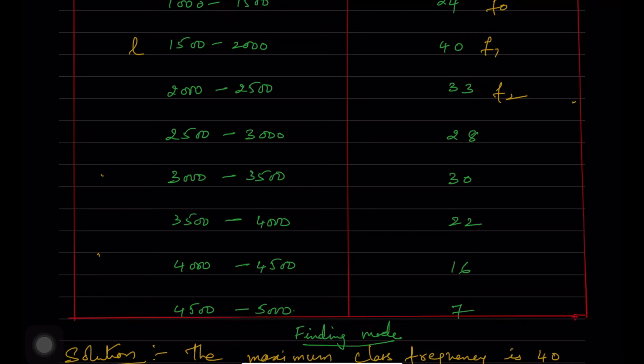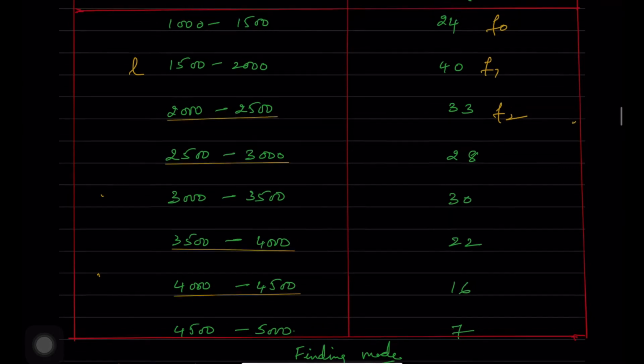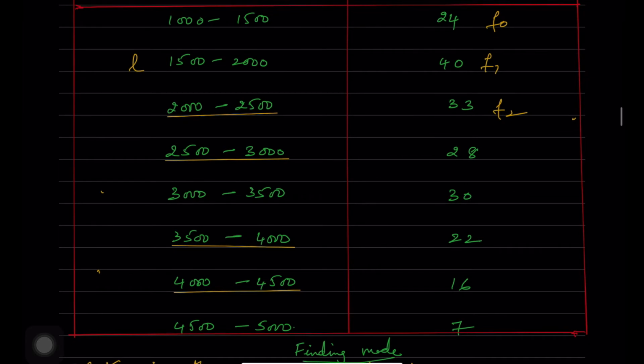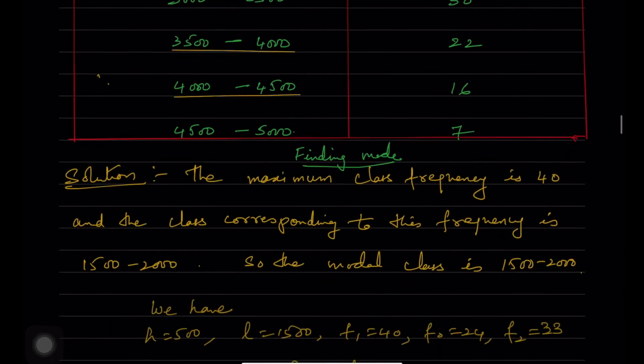Now we have to see in which range of expenditure the maximum number of families fall. They fall in the range 1500 to 2000. So this f1 we take as 40, and that is called the modal class, 1500 to 2000. The lower limit of the modal class is l, that is l is equal to 1500. Here the frequency preceding the modal class is f0 and the succeeding one is f2. So f0 is 24, f2 is 33, and what is the class size? That is h is equal to 1500 minus 1000, which is equal to 500.